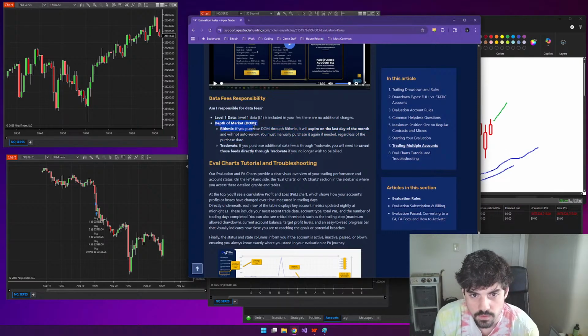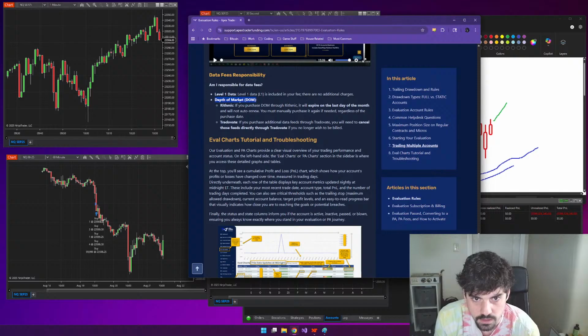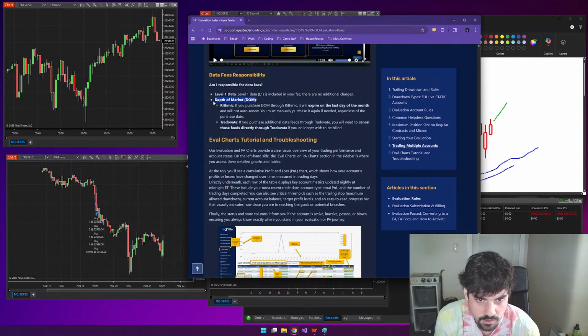It's crazy you have to pay for this stuff additionally. Like, they should be required to include that. Maybe not for eval accounts, I guess, if it's a virtual account, but if you're really trading on their platforms, in order for full transparency, that should be offered.